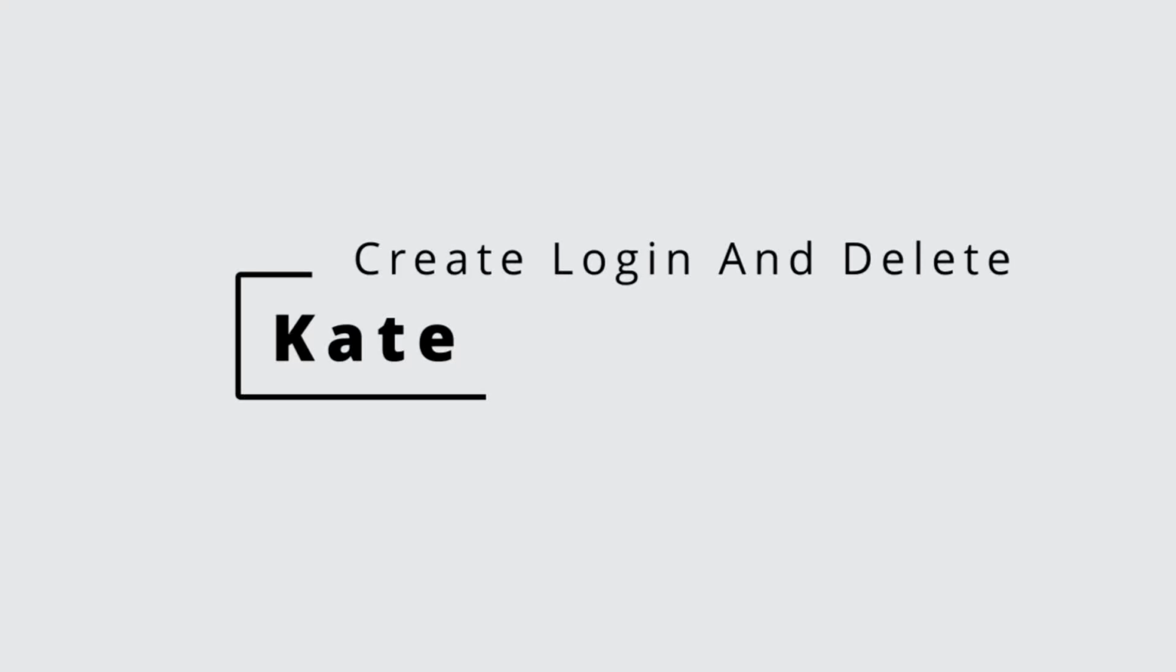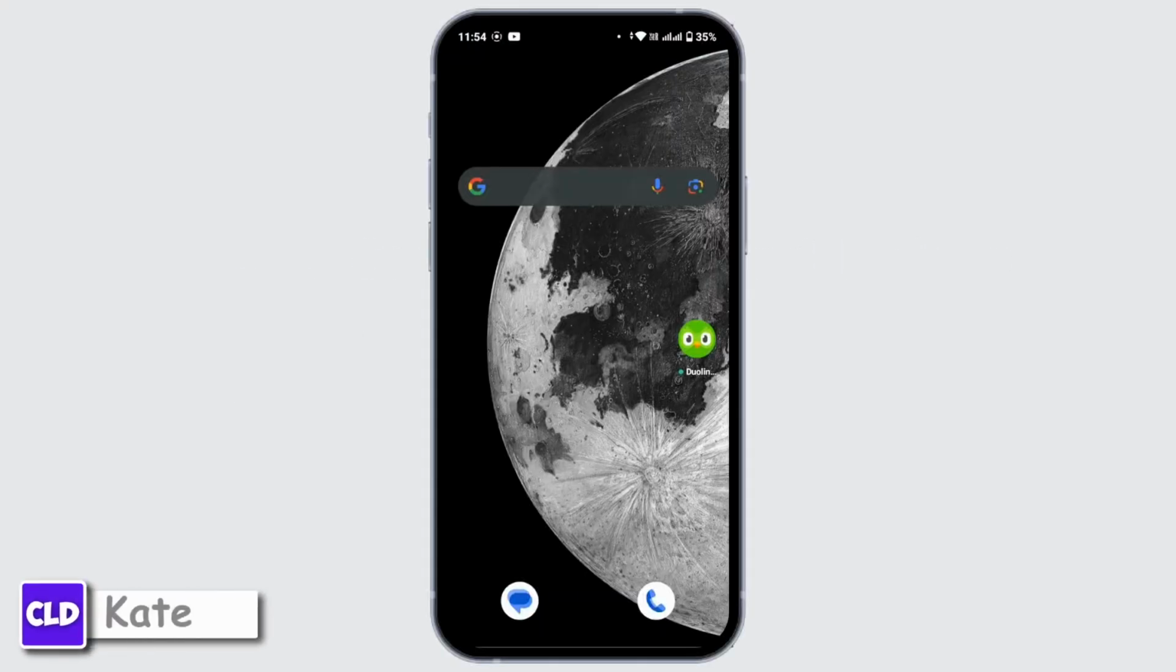Now without any further ado, let's get started with this video. First of all, launch the YouTube application in your mobile device. After that, you have to copy the link for that video that you would like to share in your Instagram story. So let's do that.